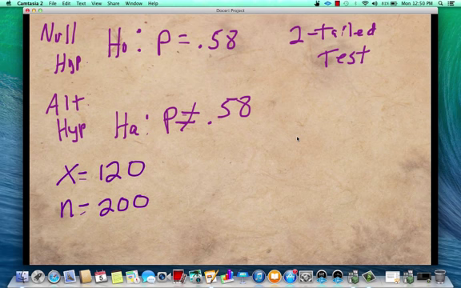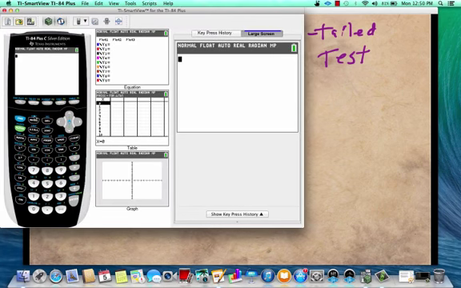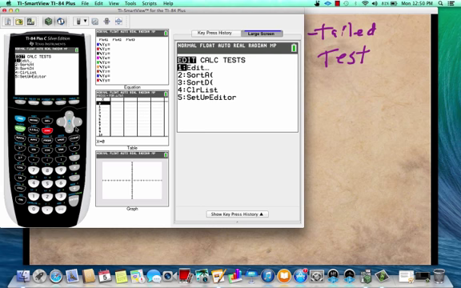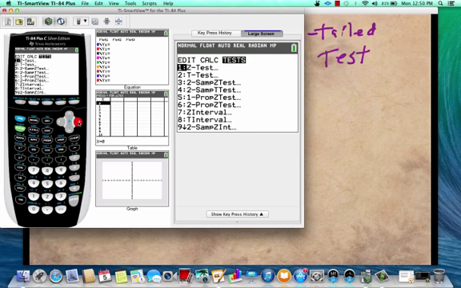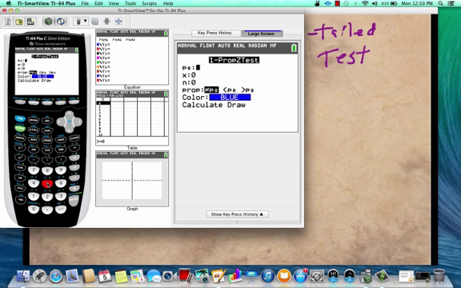Now, I'm going to get on the graphing calculator here and show you a cool little feature. What you want to do is go to Stat, scroll over to Test, and we're going to do a 1-PropZTest. You can hit 5 on the calculator and it takes you right to it. Now it's going to ask you to enter in some data.